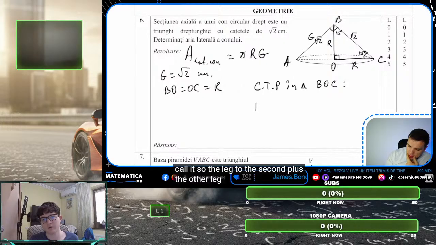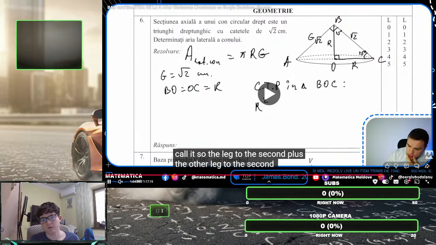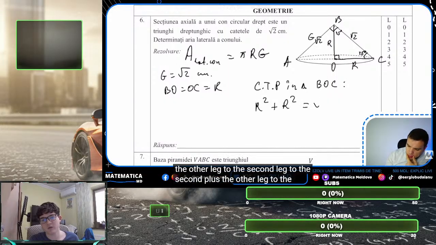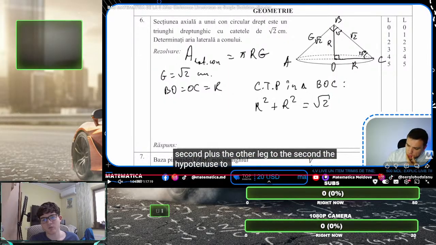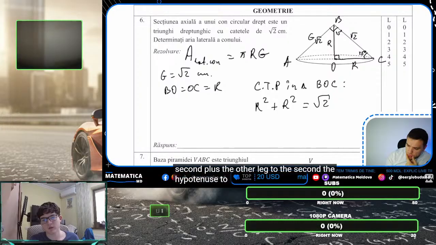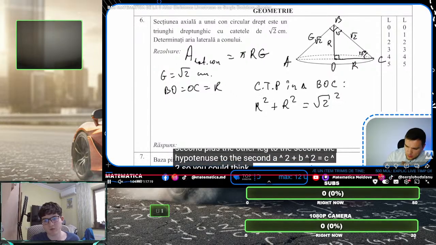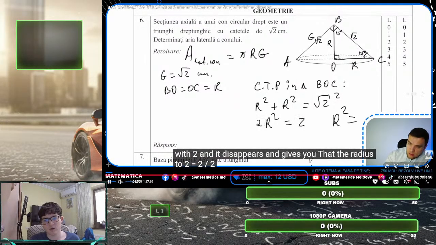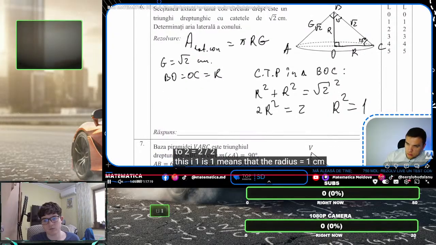So you're going to have R to the second power plus R to the second power equal square root of 2, and that square root of 2 has to be also to the second power, so it's going to be 2. So 2R to the second power is going to be equal to 2. So R to the second power is going to be equal to 1, so R is 1. And now, after you got that, you basically know everything, and you just find out what the area is. You know R, G is square root of 2, so boom.